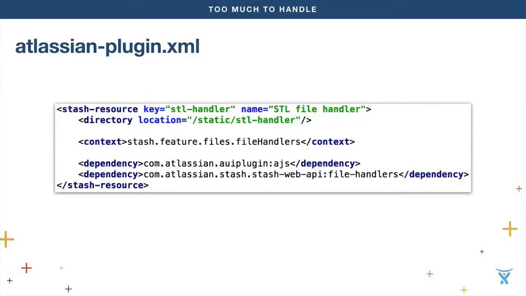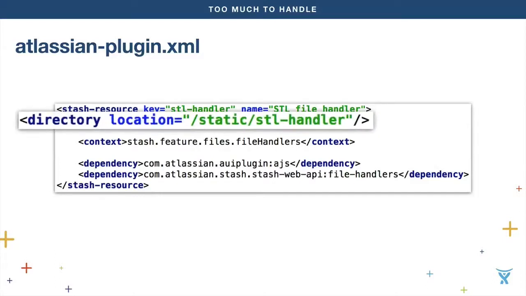So to start with, we start in our atlassian-plugin.xml as we did with the repository hook. And we're defining a Stash resource. Now, a Stash resource is just a collection of JavaScript and CSS files within a particular directory. So we've defined that directory there, the STL Handler directory.